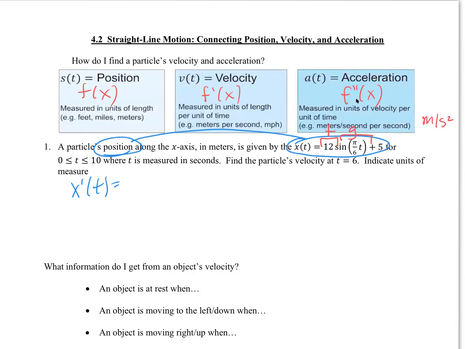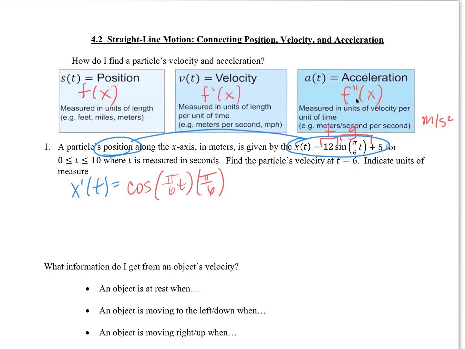G prime, what would g prime be? Derivative of sine? Cosine, leave the angle pi over 6t, times the derivative of the angle. Picture that as 6x. What's the derivative of 6x? 6. What's the derivative of pi over 6x? Pi over 6. So the derivative of pi over 6t would still just be pi over 6. Sometimes I think it just helps putting it in terms that we're used to. So that right there is g prime.